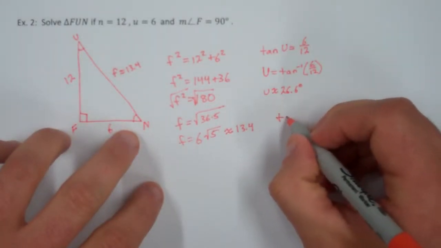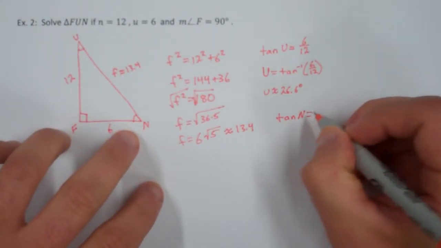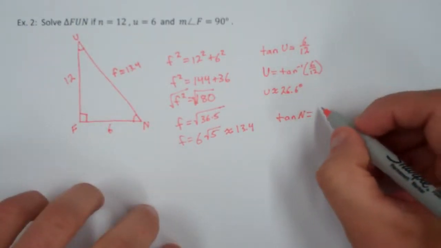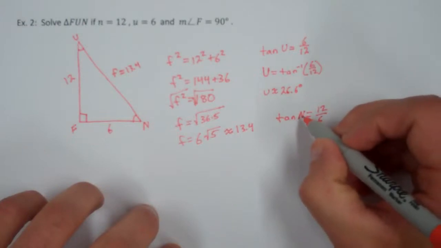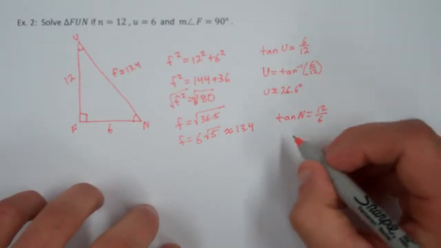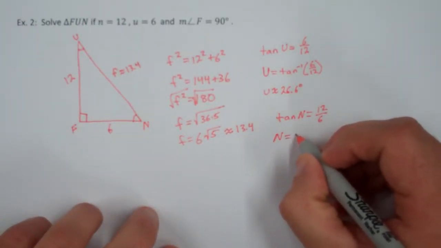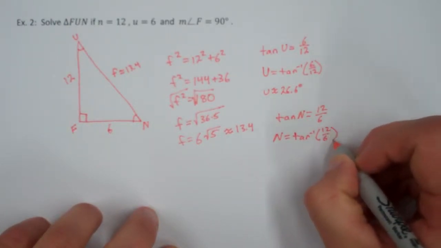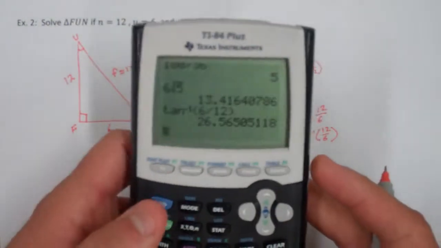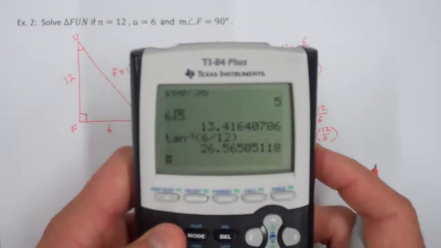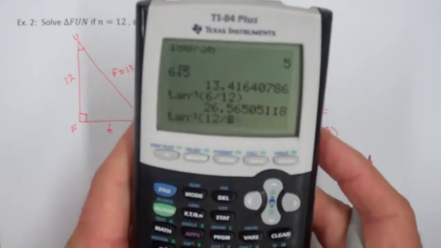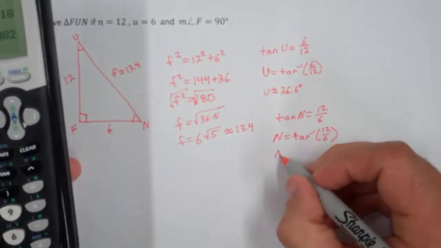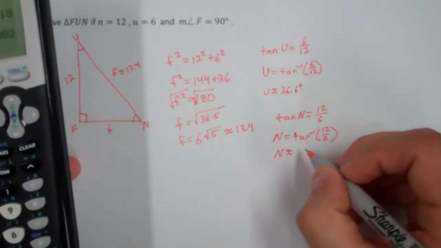Let's try the tangent of N. That's still equal to the opposite over adjacent, but this time the opposite is 12 and the adjacent is 6. So it definitely matters which angle you're looking at. We still need to use the inverse tangent to find that angle. So we'll use our trusty calculator. We'll hit second tan, 12 divided by 6, and we'll see what happens there. And that's 63.4. So N is about 63.4.